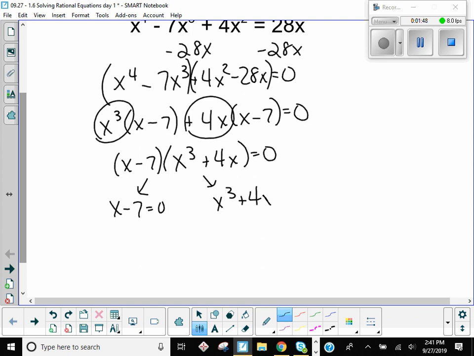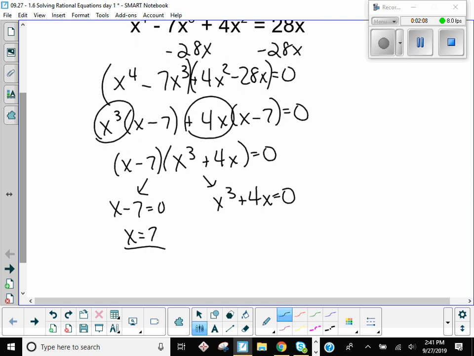And then this is where everybody gets stuck. This one's fine, x equals 7. But on this one, you get stuck because there's really nothing you can do. You could subtract the 4x over, but then what are you going to do? You can't really square root both sides. Your cube root doesn't get you anything.